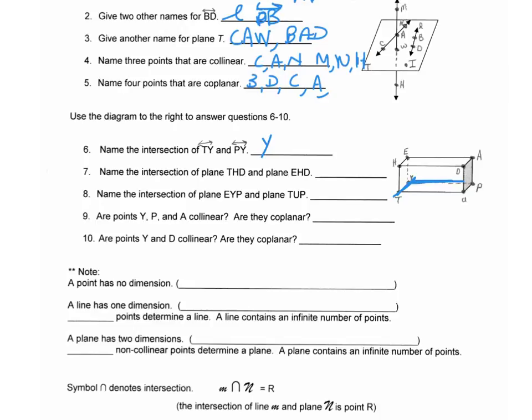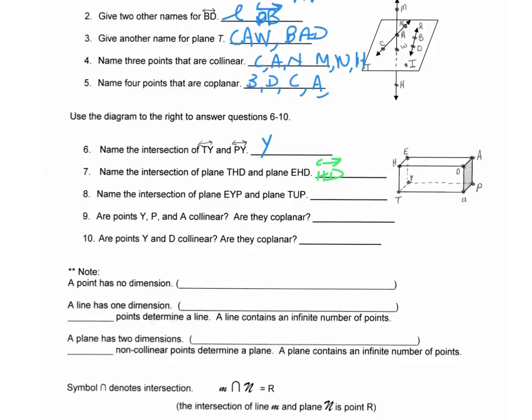Name the intersection of plane THD and plane EHD. Right away the symbol should have come up as, hey, I'm going to need a line, because 2 planes intersect at a line. And it's THD, which is the front piece over here, and it's EHD, which is up here. So it's line HD. Just going to erase my little marking so that you can see the next one.